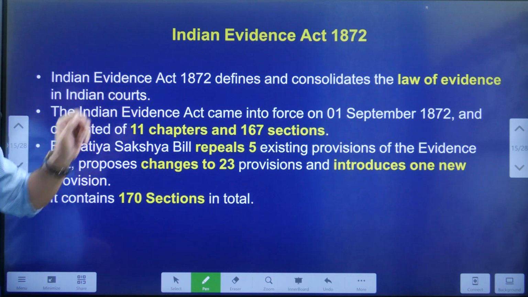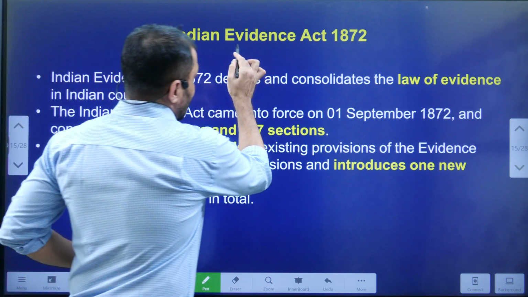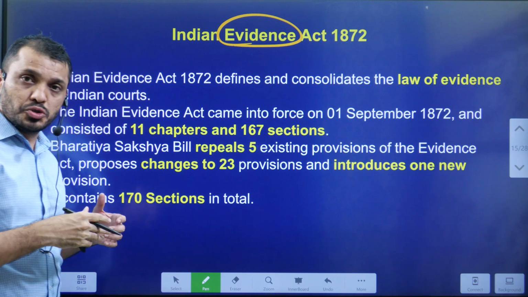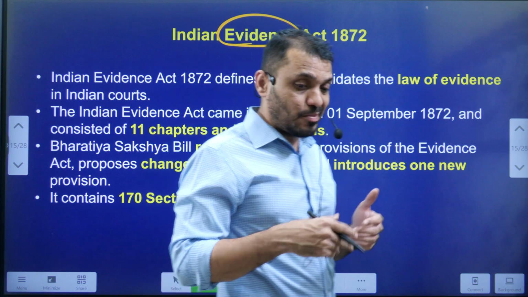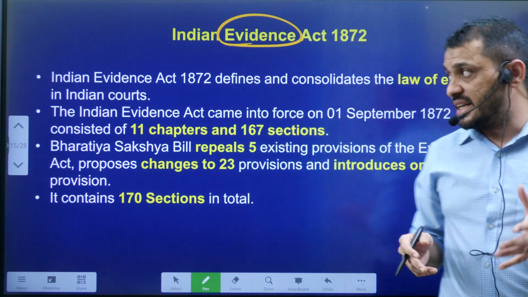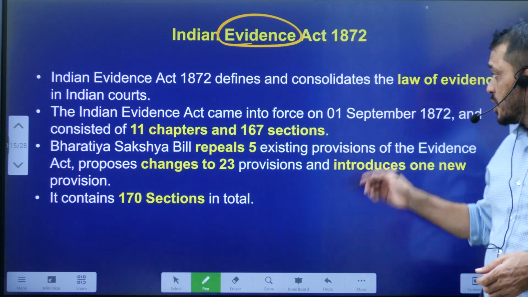Next, Indian Evidence Act. The Indian Evidence Act mainly deals with how you should collect the evidence, what you consider as evidence, and how the evidence will be processed. All this comes under the Indian Evidence Act, and it was made in 1872.